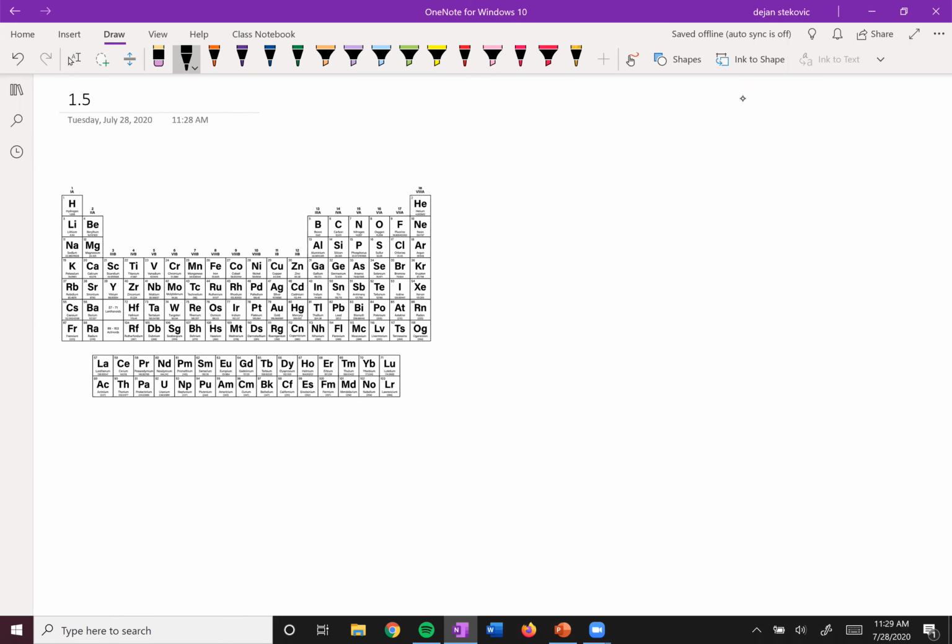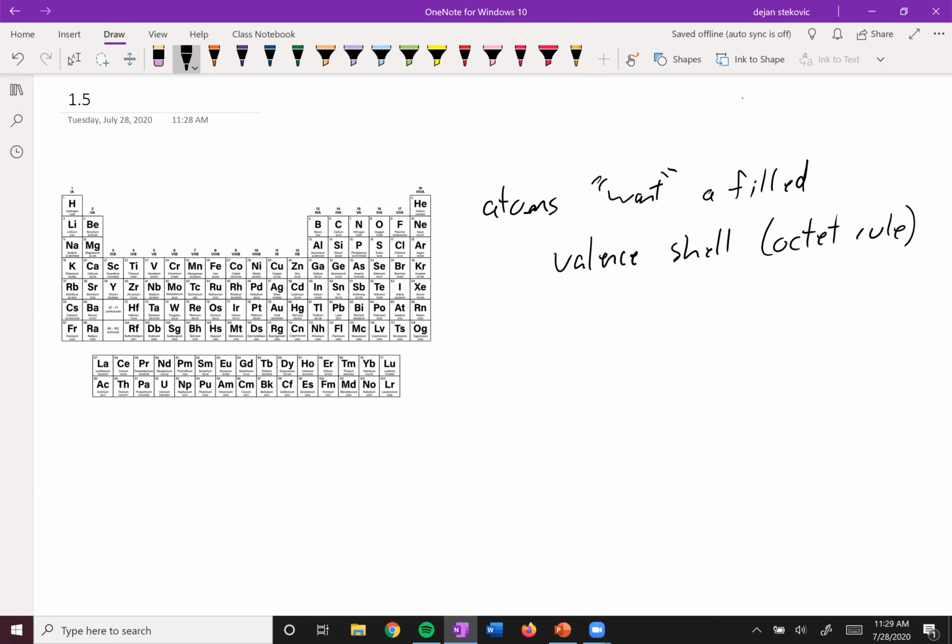All right, so now we know valence electrons. We also know that atoms are most stable, or we can say that they want, right? It's not that they actually want, but it's just their most stable form, a filled valence shell. This is often called the octet rule that I'm sure you've heard about before, right?